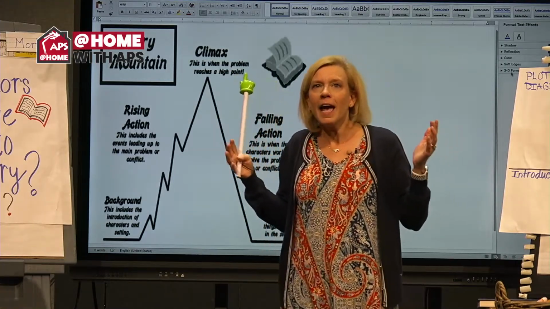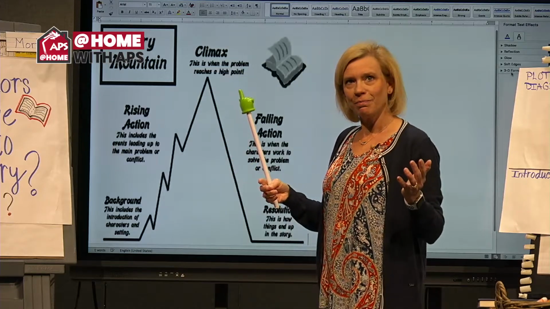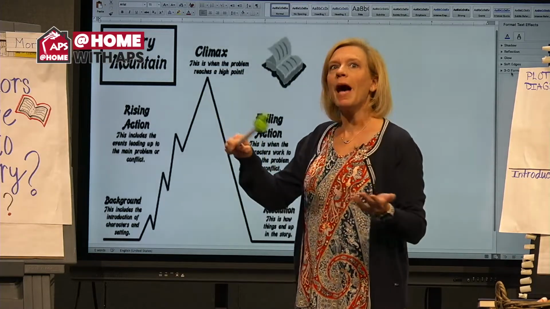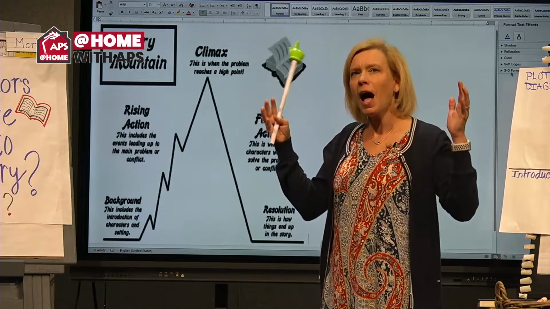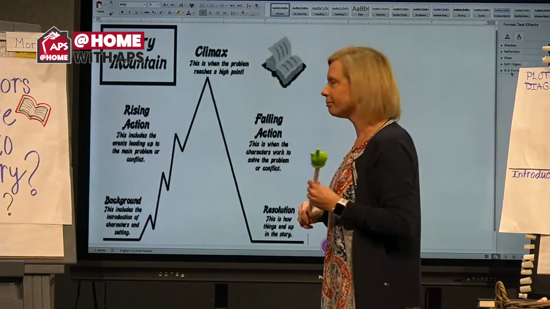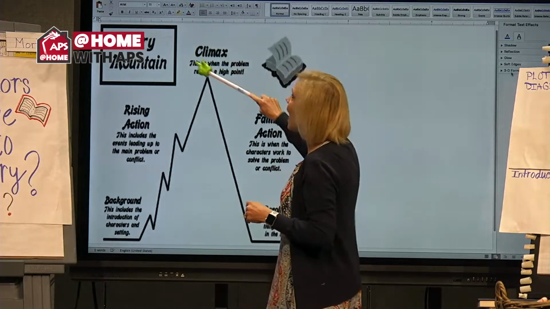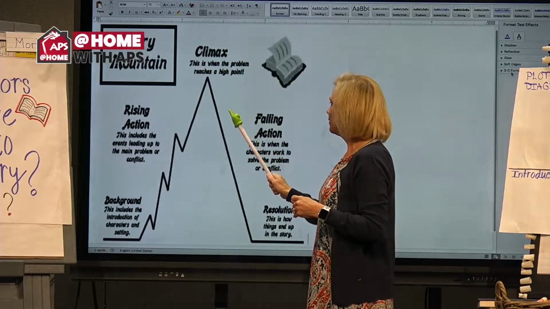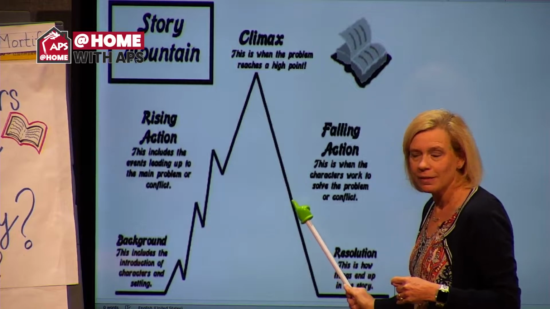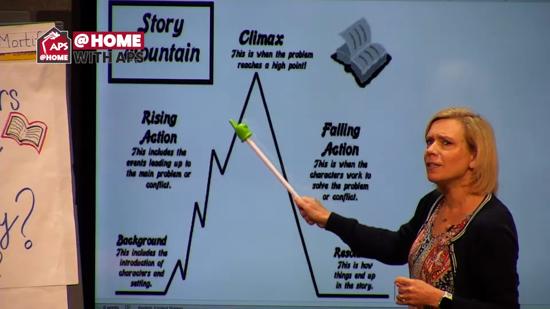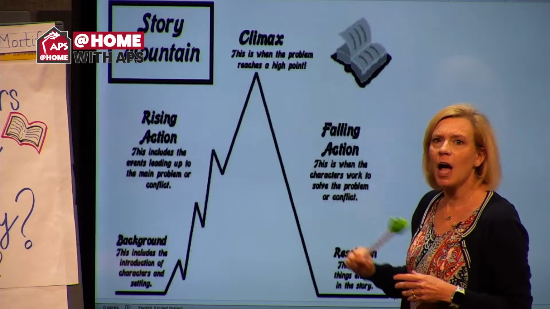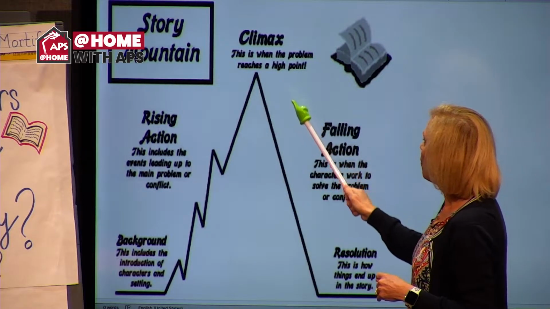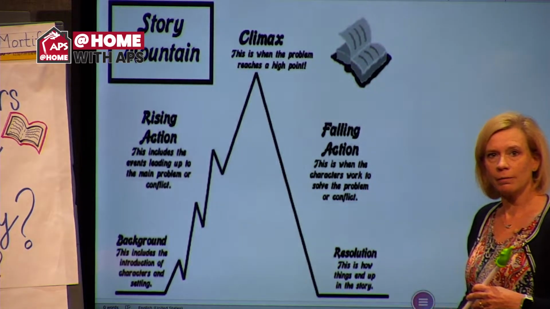What is that thing that happens to our character that they can't go back from? It's that point of highest tension in the story. That's the climax, that's the high point. After that, we go down the mountain. So we've worked hard to climb up to it. We've reached the top of the mountain, and now we have what we call falling action.